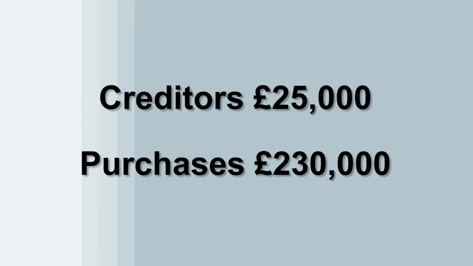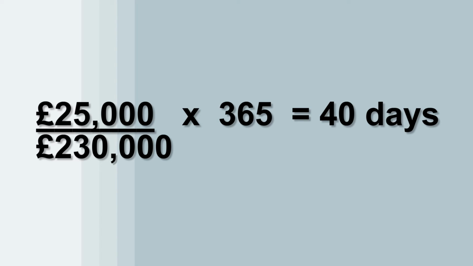But that figure on its own means nothing. We need to trend this out to see how it moves within the business. So let's do another calculation. Let's assume now we're 1 year ahead and we do the calculation again. Let's assume we've got creditors now of 25,000. Your purchases were 230,000. So the calculation is 25,000 divided by 230,000 times 365 equals 40 days. So in that year, it took you 40 days in order to pay your creditors.